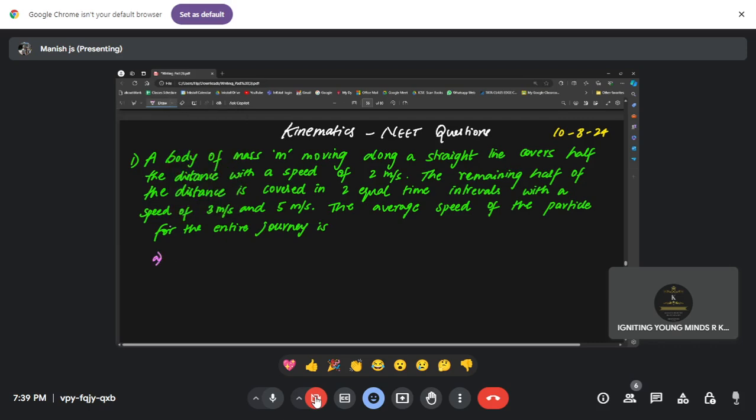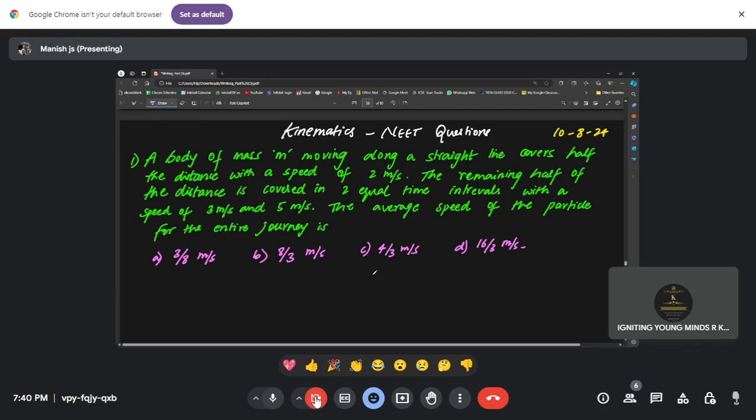First one, option A, 3/8 meters per second, and option B, 8/3 meters per second, and option C, 4/3 meters per second, and option D is 16/3 meters per second. Fine. So these are the possible options that we have. So we'll need to approach this question and solve it.